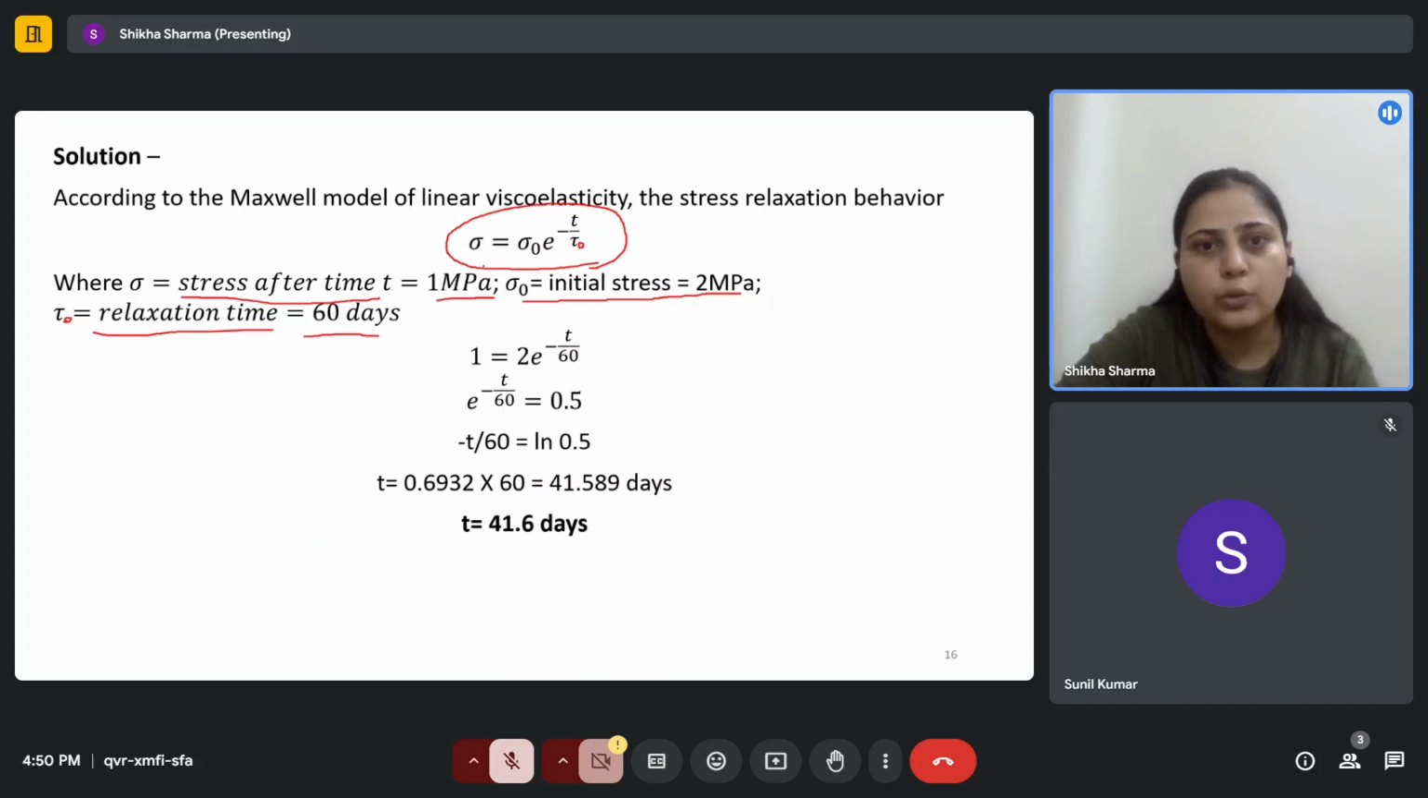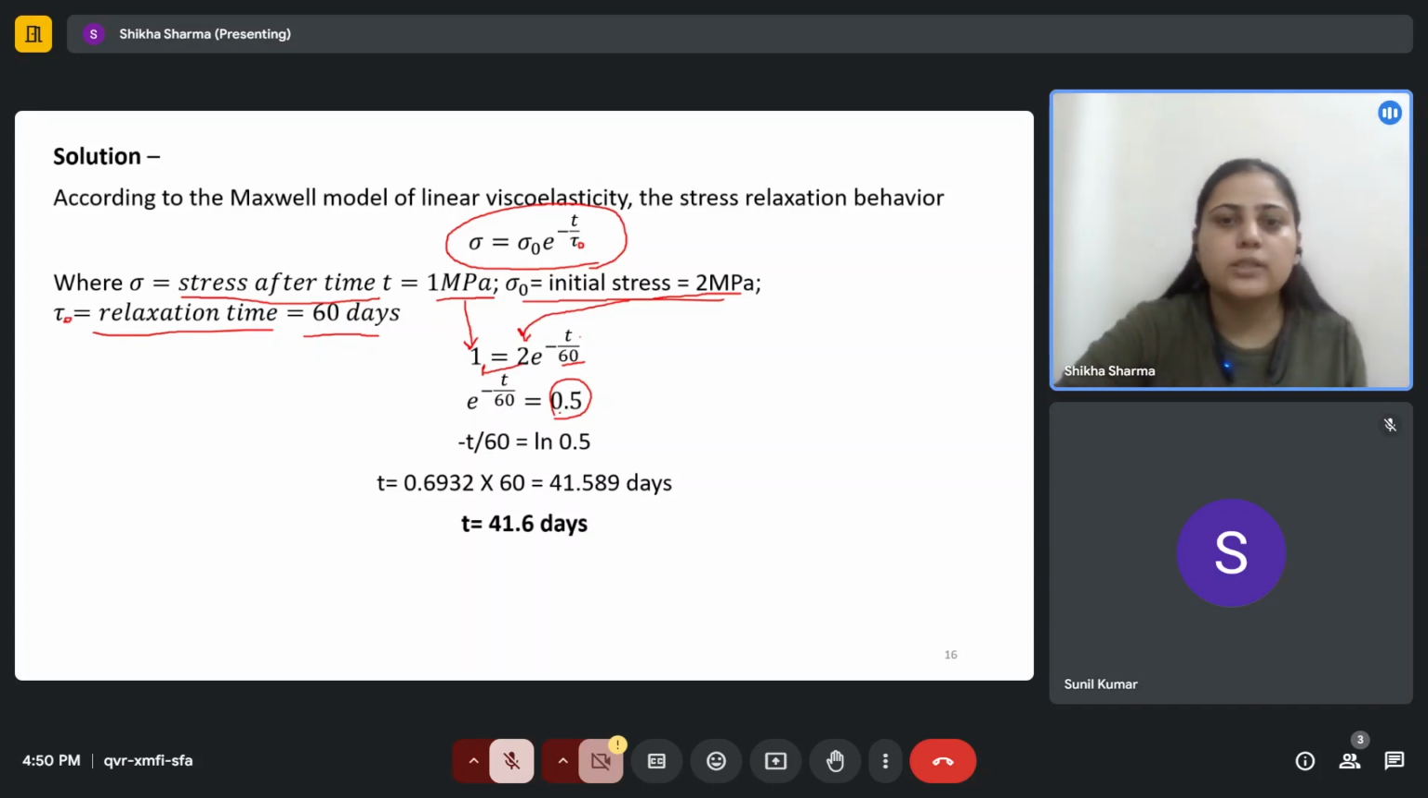So we can put sigma, which is 1 megapascal stress after some time, equals the initial stress, which is 2 megapascal, multiplied by e to the power minus t, which is not given, divided by tau naught, which is 60 days. So this goes to 0.5. So e to the power minus t by 60 equals 0.5. Now we take log on both sides. So minus t by 60 equals ln 0.5.